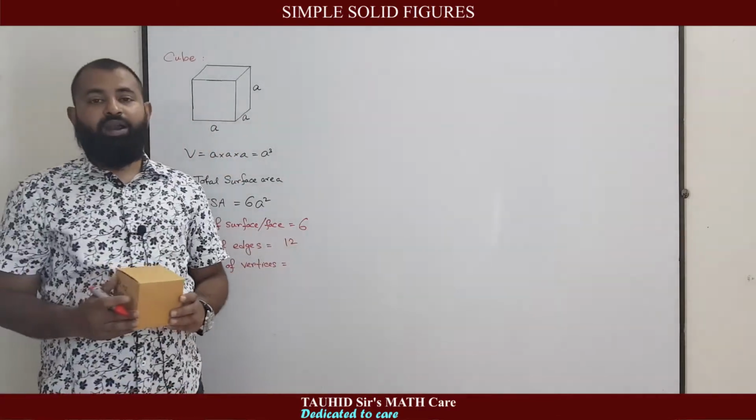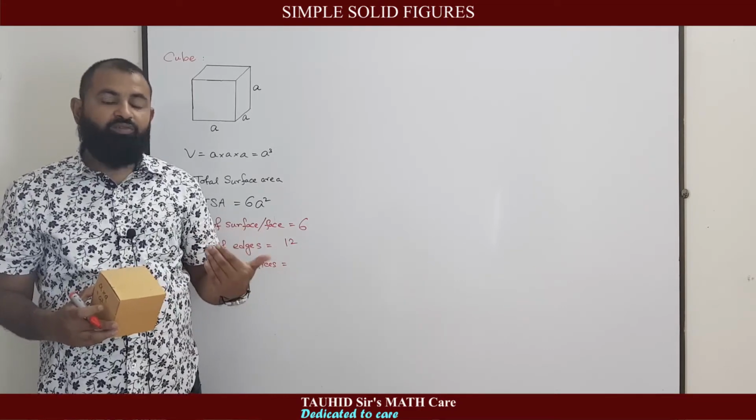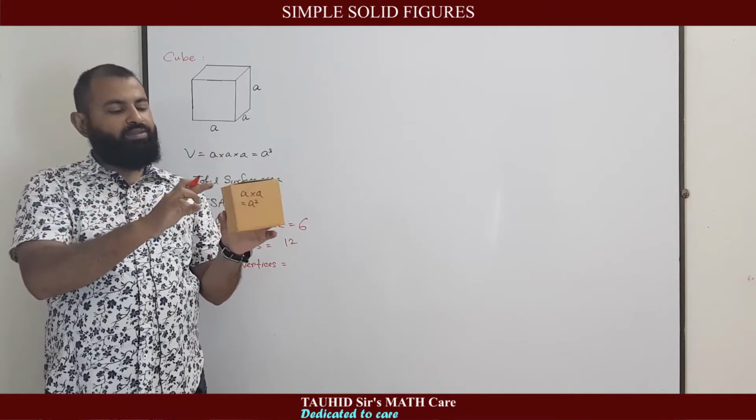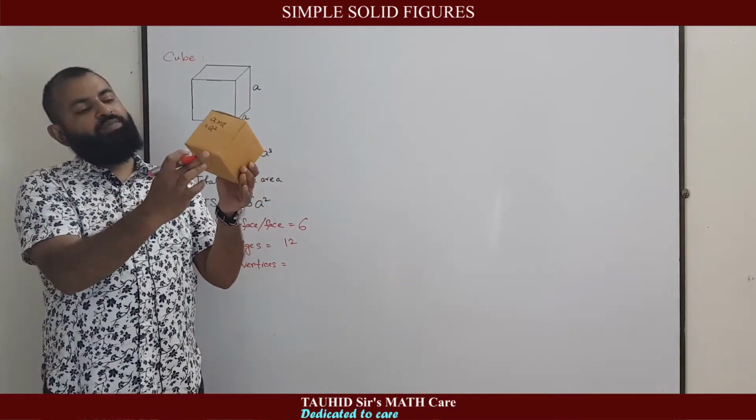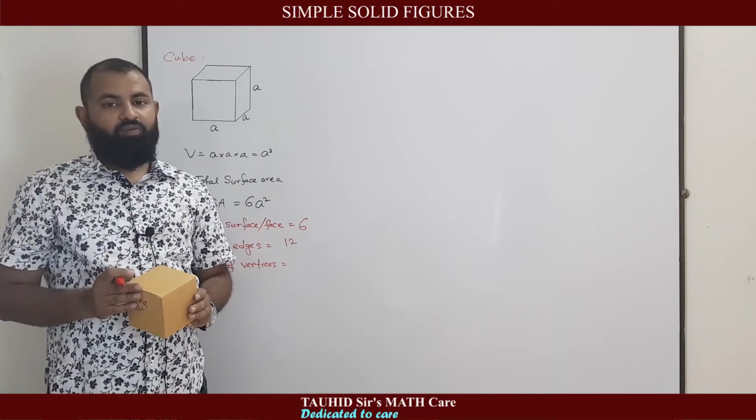And how many vertices does it have? Vertex is the singular and vertices is the plural. 1 vertex, 2, 3, 4, 5, 6, 7, 8. It has in total 8 vertices.